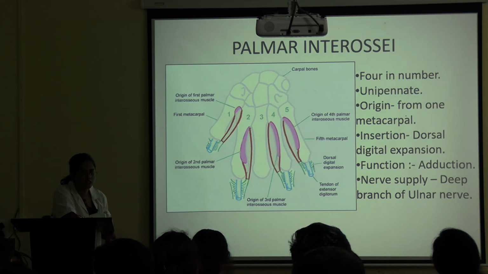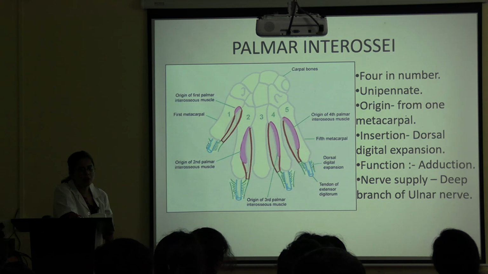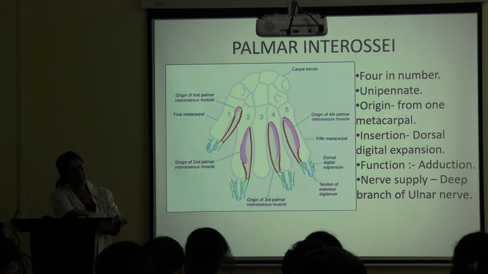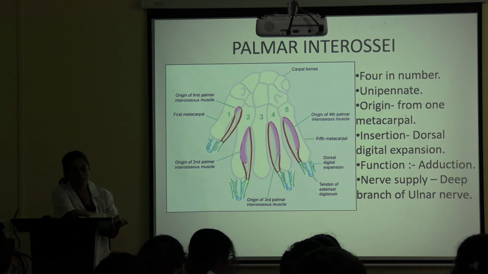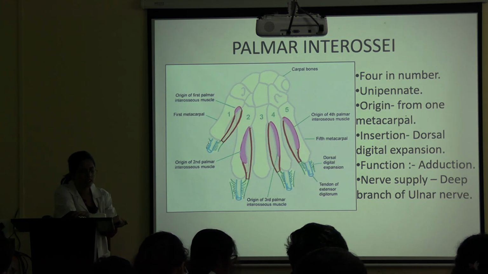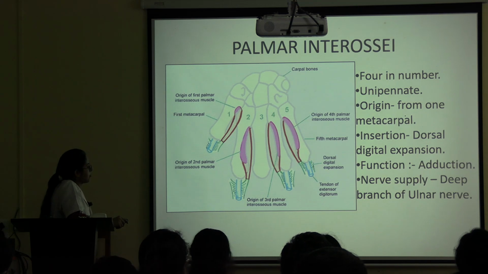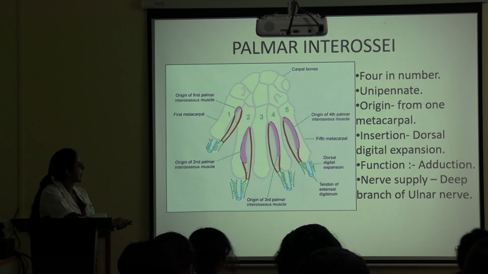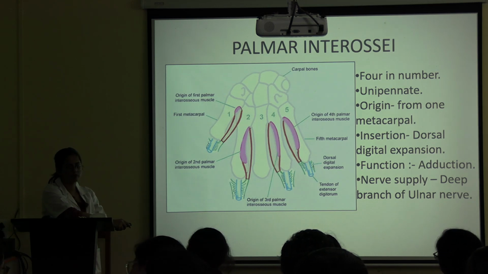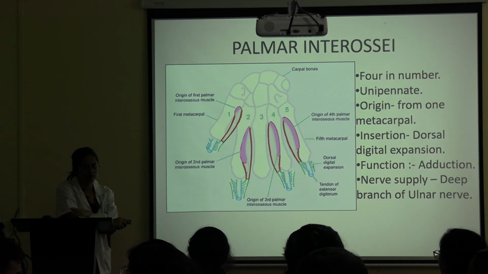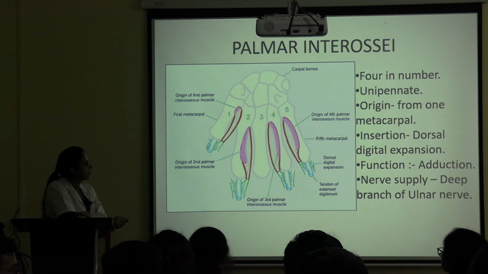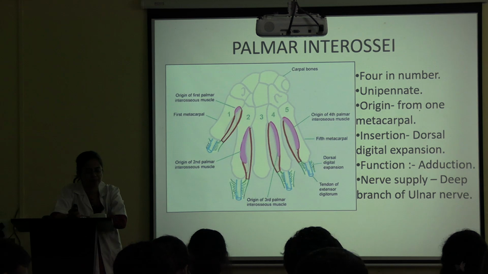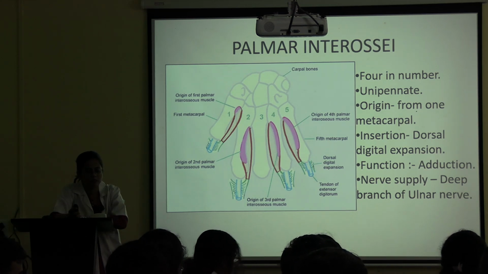Now, function: adduction. How will you remember it? By the mnemonic PAD-DAB. P-A-D, then D-A-B. Palmar interosseous, adduction; dorsal interosseous, abduction. The nerve supply is by the deep branch of the ulnar nerve. PAD-DAB, P-A-D, then D-A-B. Separate, to separate.